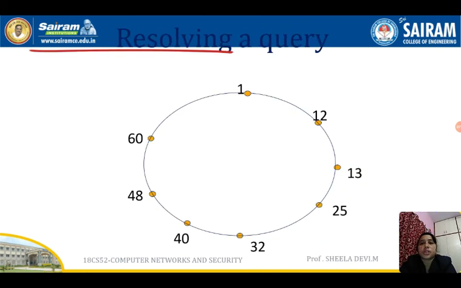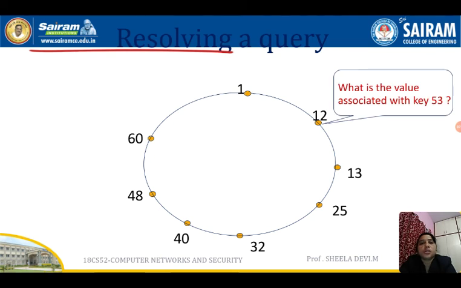So this is the overlay network and resolving a query. How do we resolve the query? Now the question: what is the value associated with the key 53? Somebody is asking for the name for the Aadhaar card number 53. So it should be routed.